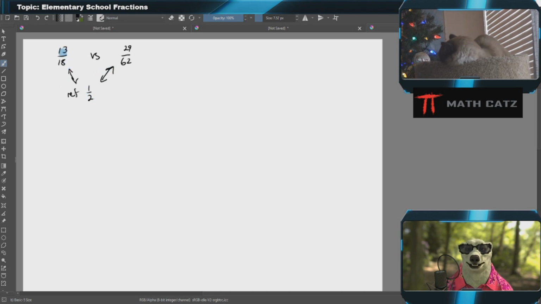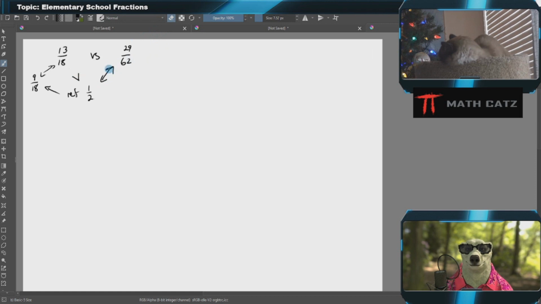So if I compare 13/18 to a half, well, the equivalent fraction to a half would be 9/18. And when I compare those two, I see that 13/18, based on my previous experience that I've built up, is larger than 9/18, and so larger than a half as well. So I can put that in there, that this is the larger one.